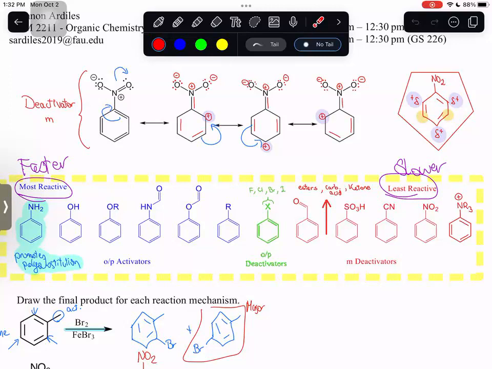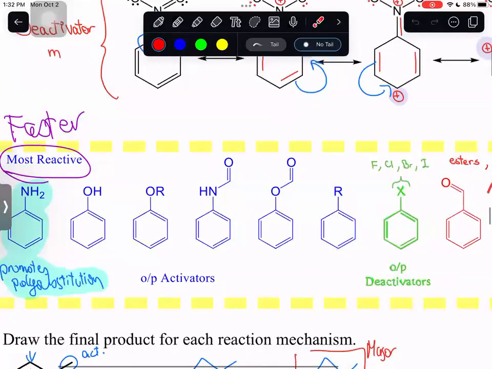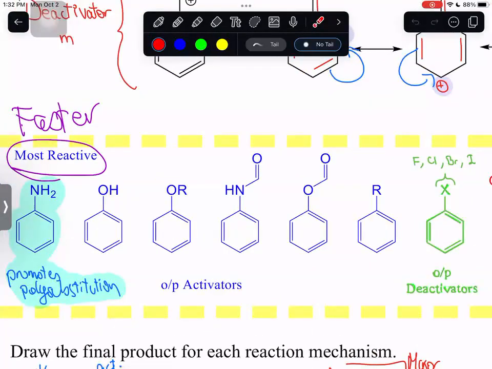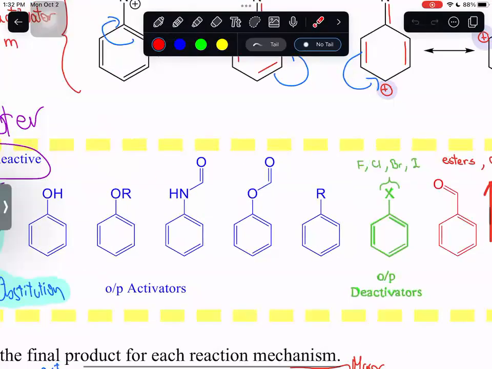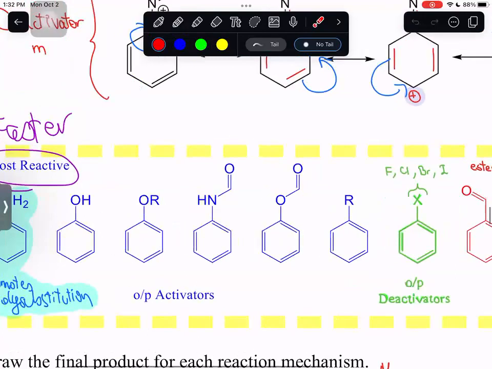Now, in this case, just so we're all on the same page, as you move to the left, you're more reactive, which means that you have a stronger donating group. So we can see that an ether is going to be a stronger donating group than just a simple R group. Now, a diene would be better if it had an ether. Why? Because it's a stronger donating group.